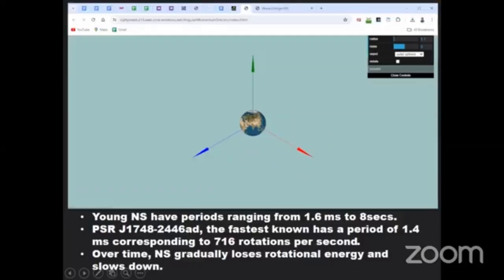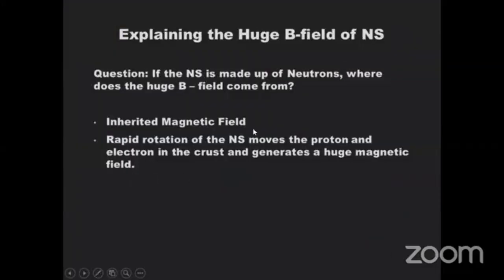716 rotations, not even a fan. All of us know what 1 second is. In 1 second, this neutron star has spun over 716 times. So the spin is insane. Neutron star spins are very insane. But over time, neutron stars gradually lose their rotational energy and slow down. I'm going to explain later why it slows down. So now let us explain why the neutron star has a huge magnetic field.